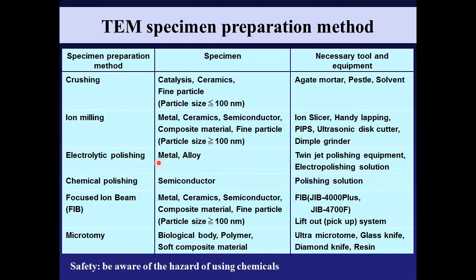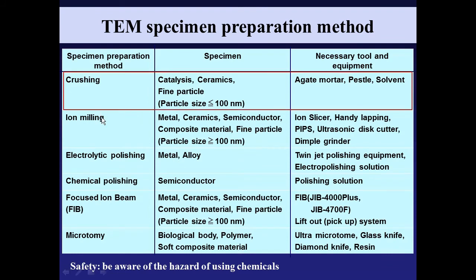And also polishing using chemicals for metal or alloy, and chemical polishing also, such as for semiconductors, and also focused ion beam. This technique is very advanced technology, where a small focused beam can fabricate the specimen itself. It's applicable for metal, ceramics, and semiconductors. Recently, it has expanded to biological applications. And also the microtome. The microtome is mainly applied to biological samples, but also to polymer slicing.